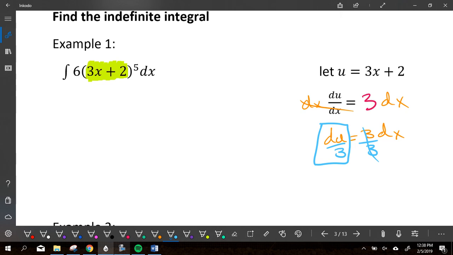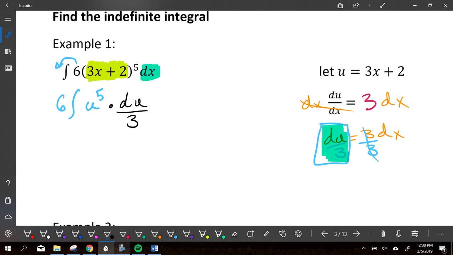Let's do some substitutions. Are there any constants in this problem? Pull the 6 out in front. So it's going to be 6 integral. 3x plus 2, I'm not writing that. I'm writing u to the 5th power. dx, I'm not writing dx because, again, I'm doing a substitution. For dx, I am writing du over 3. That's what's going in right here. So this is going to be times du over 3.